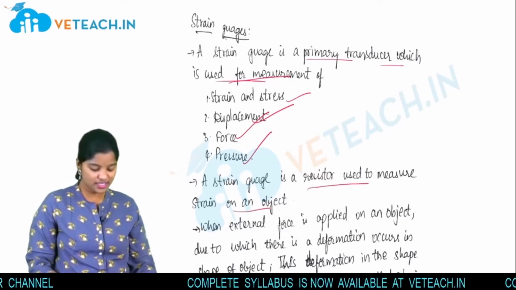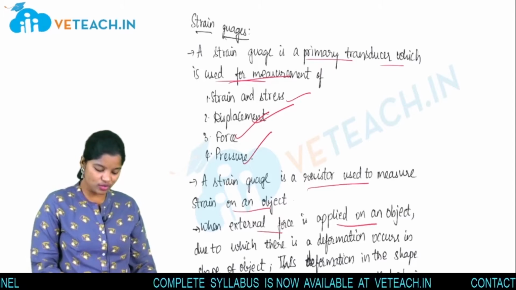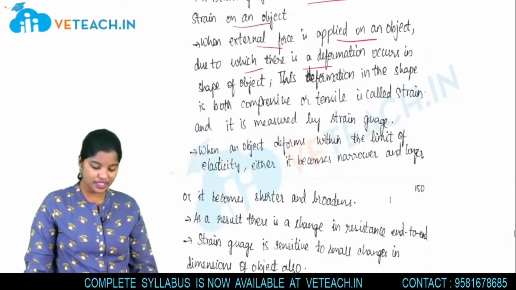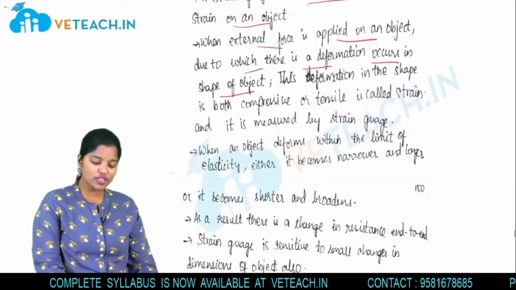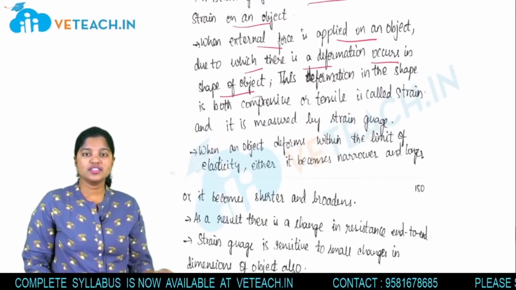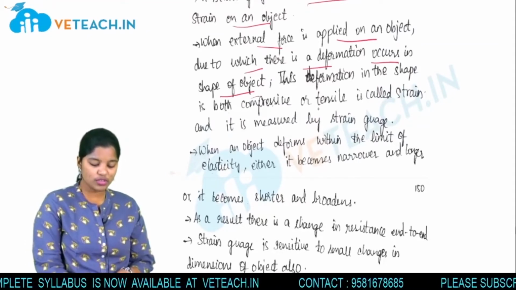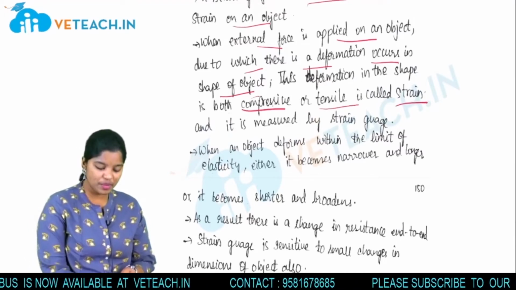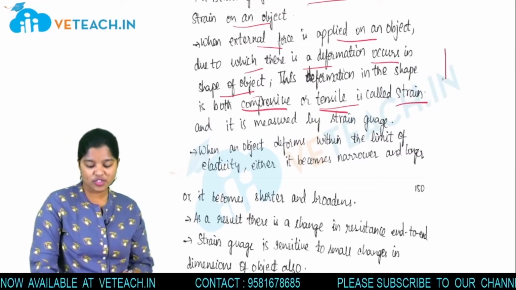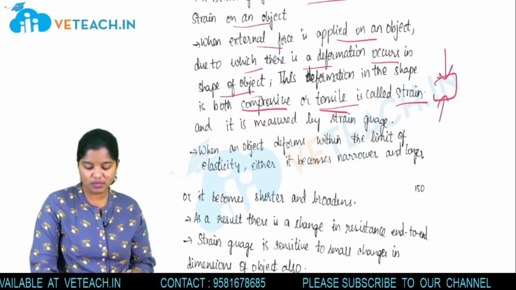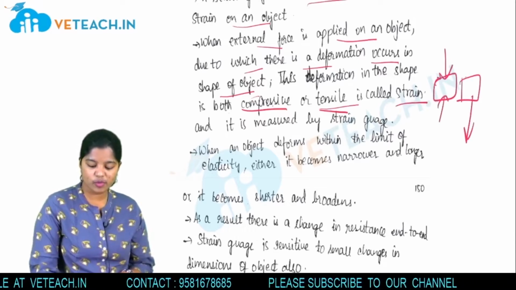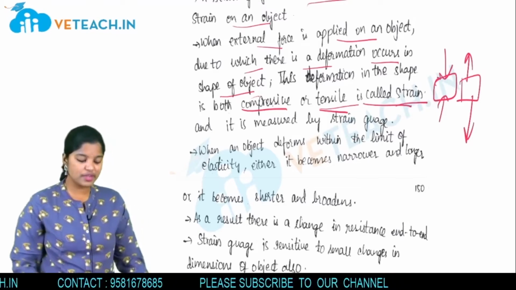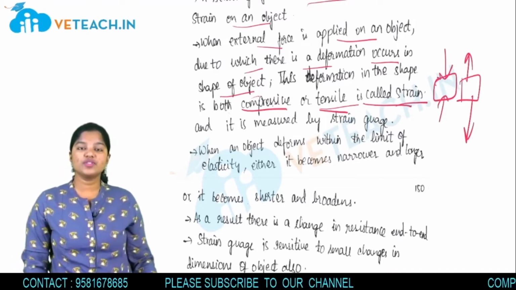I have just told you, a strain gauge is nothing but a resistor used to measure the strain of an object. When an external force is applied on the object, deformation occurs in the shape of the object. This deformation may be a compressive or tensile force. That is nothing but the strain. Compressive means it compresses the body. Tensile means it keeps on pulling out the body. That is called tensile force. So it is nothing but a strain, and this can be measured by using a strain gauge.